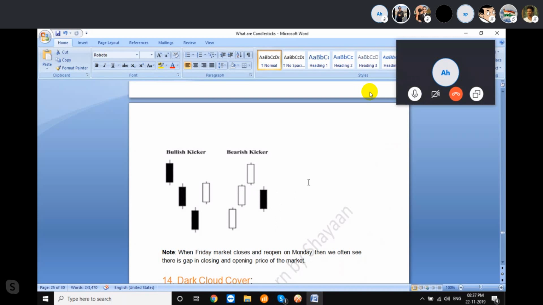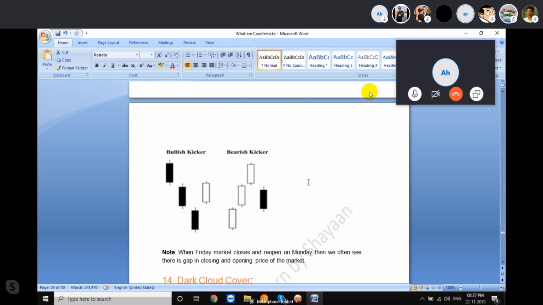Just to say how to calculate the percentage. What is the percentage? Come again, Sanju? This candle's percentage. 120%, I told you just now.